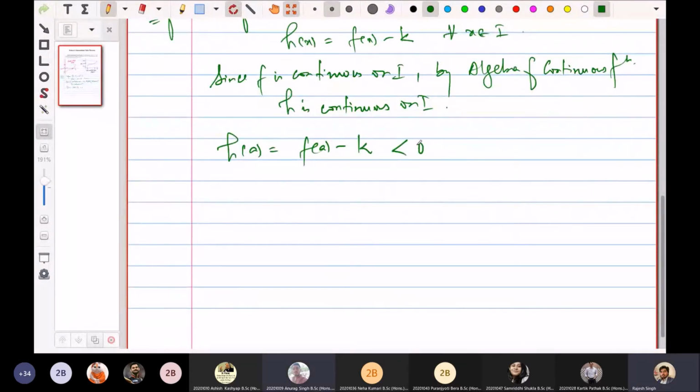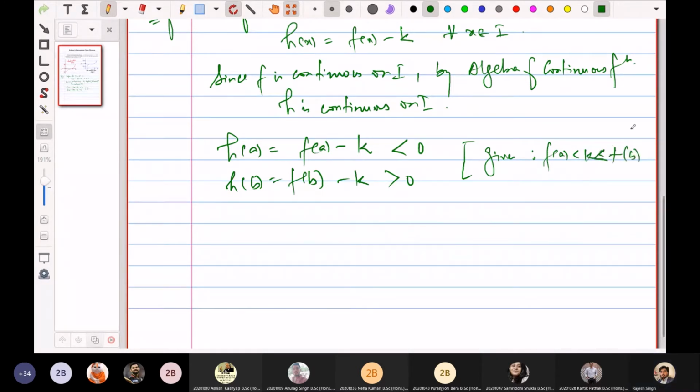And h of b is equal to f of b minus k, which is greater than 0. Given is f of a is less than k less than f of b. So this is negative, this is positive. So by location h is continuous on I.